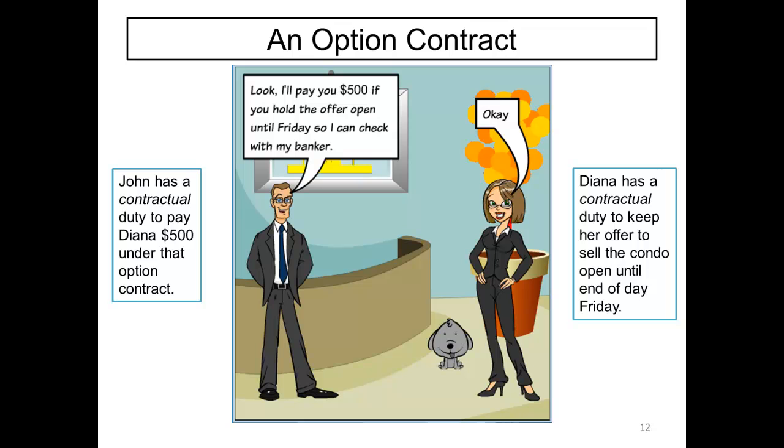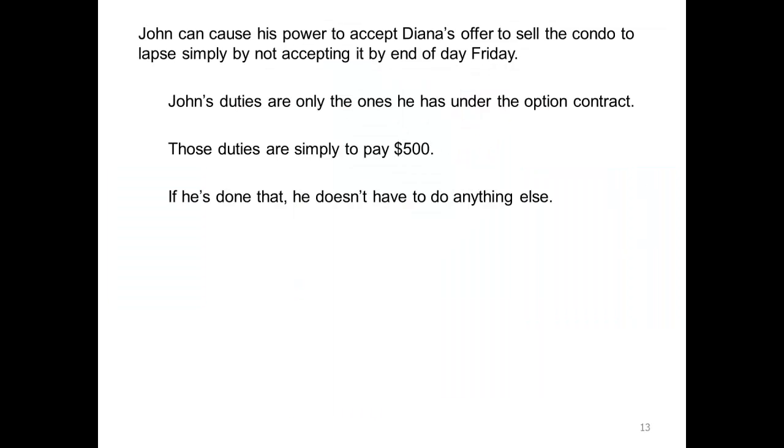So what we have to think about is that John already has that contractual duty to pay Diana $500 under the option contract, while Diana has a contractual duty to keep her offer to sell the condo open until end of day Friday. So they've each got those duties already locked in. So the duty we're talking about, or the right we're talking about, is to buy the condo. So John can cause his power to accept Diana's offer to sell the condo to lapse simply by not accepting it by end of day Friday.